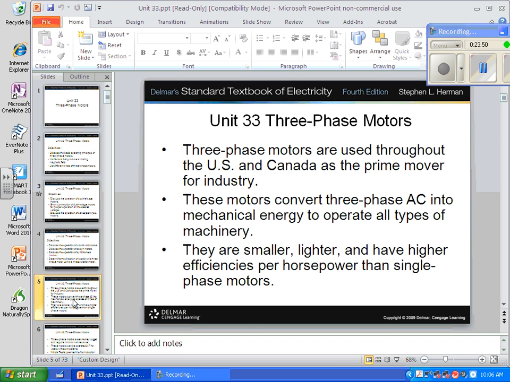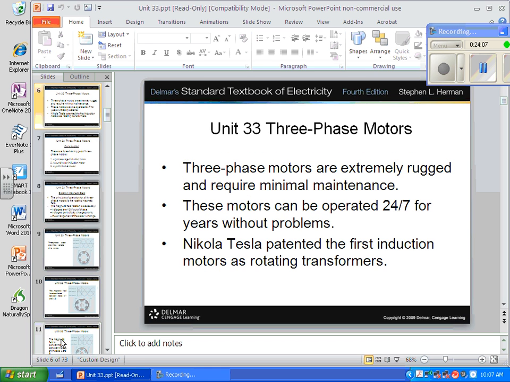Back to motors. Three-phase motors convert three-phase AC into mechanical energy. They're smaller, lighter, and have higher efficiencies per horsepower than single-phase motors by almost two-thirds, square root of 3, almost twice, 1.7321, something like that. They're much more efficient. They're much better at doing what they do. And so they have become the most common motor in the world. It's this three-phase squirrel cage motor.